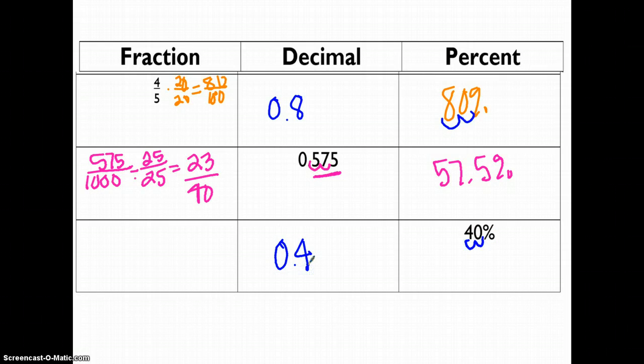And now I'm taking a decimal and writing it as a fraction. I know that 40% means 40 out of 100, so my fraction is 40 out of 100, and I need to simplify that. So I'm going to divide the top and the bottom both by 20. And I get 2/5, and that is my most simplified answer.